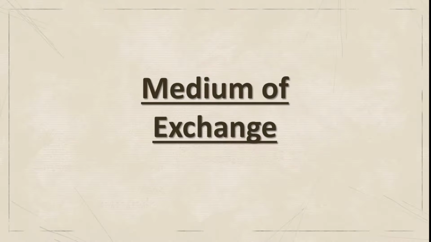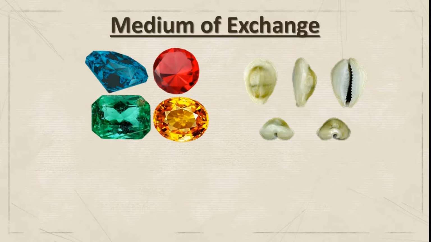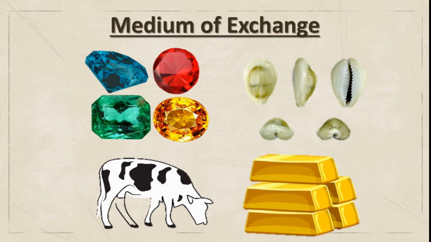In this way, due to the disadvantages of barter system, people felt that there should be some medium of exchange to trade their daily essentials, and during that time they chose the most durable, valuable and precious things as their medium of exchange, such as precious stones and metals, shells, cattle, gold, etc.